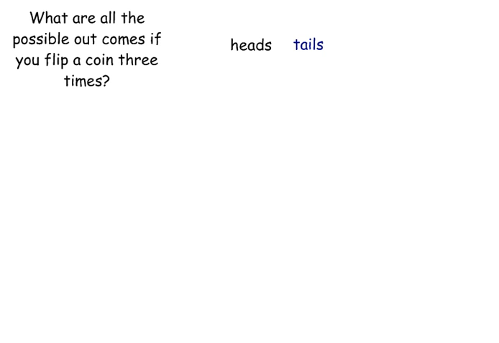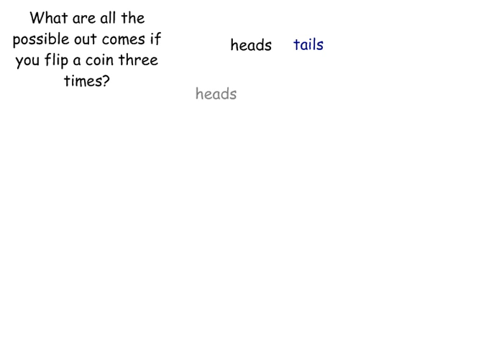In this example, it says, what are all the possible outcomes if you flip a coin 3 times? Well, we know each time we flip, we have the possibility of getting heads and then tails. But when we talk about flipping a coin 3 times, we need to list 3 things. So for example, we could get heads, heads, heads, or we could get heads, tails, heads. What we want to do is make an organized list of these. So we're going to start with a tree diagram.